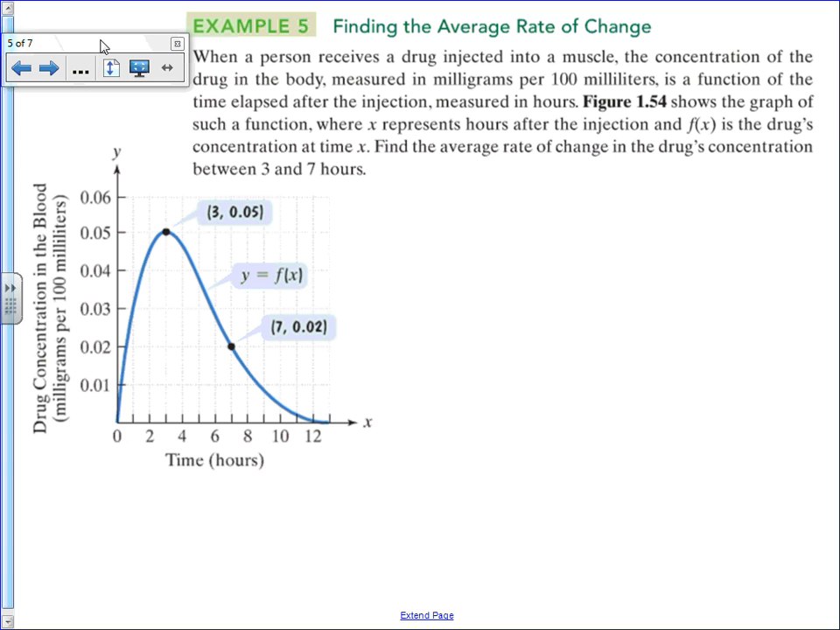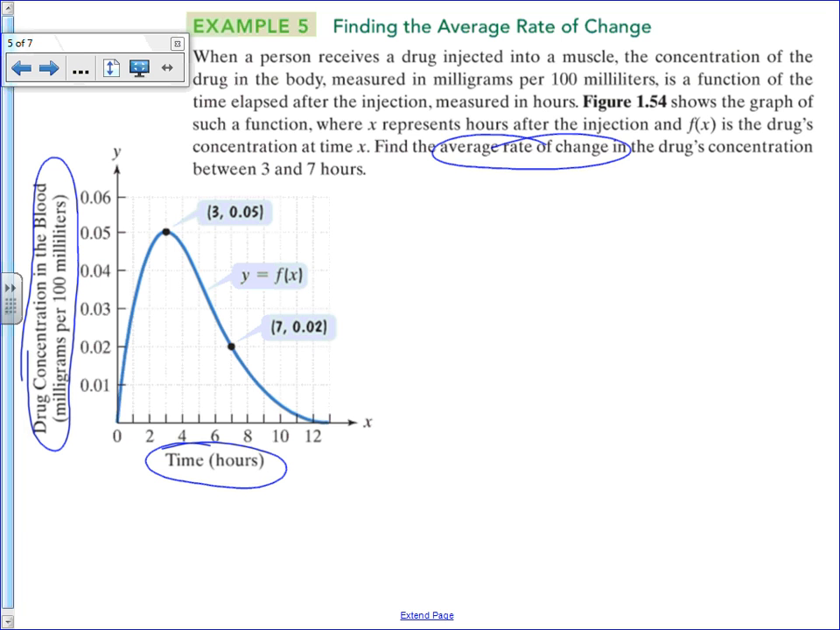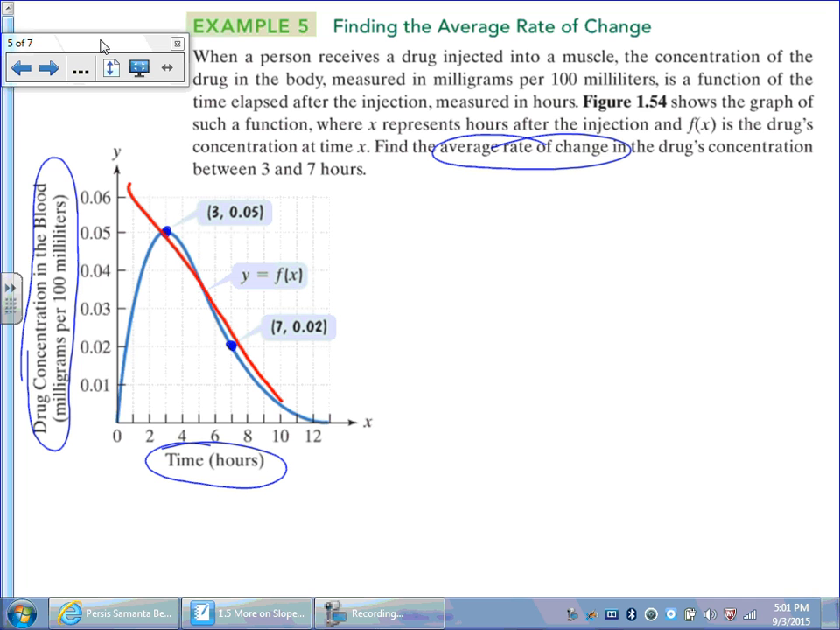So it is a function, we know. It passes the vertical line test, and we have the independent variable, it is time in hours, and the dependent variable is the drug concentration. That will be our vertical axis. So we are asked to find the average rate of change in the drug's concentration between 3 and 7 hours. And so you can see our points are already here for us. And we are going to be finding not the equation of the secant line, but the rate of change of that one.